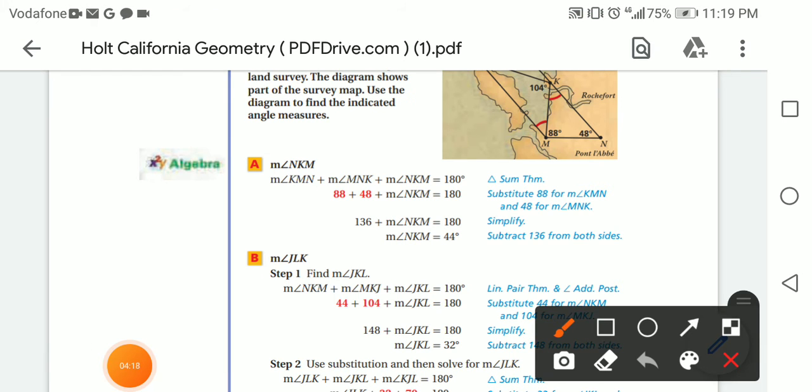Step 1, find the angle JKL. So I have here NKM plus measure angle MKJ plus measure angle JKL equals 180. So I found the angle is 32 degrees. How? I added 44 plus 104 gives me 148. And then I subtracted 148 from both sides, from 180. So measure JKL alone gives me 32 degrees.